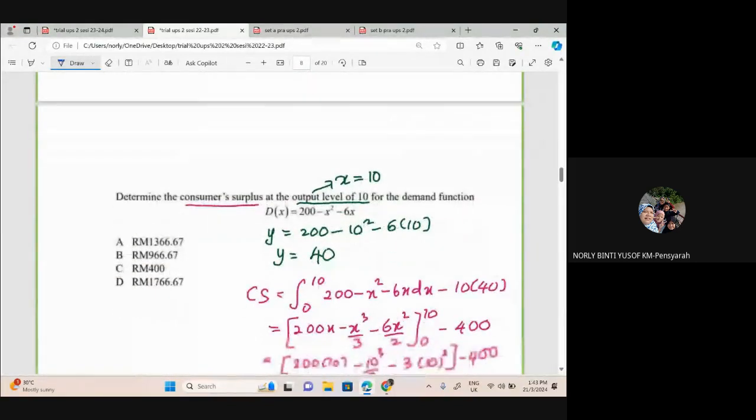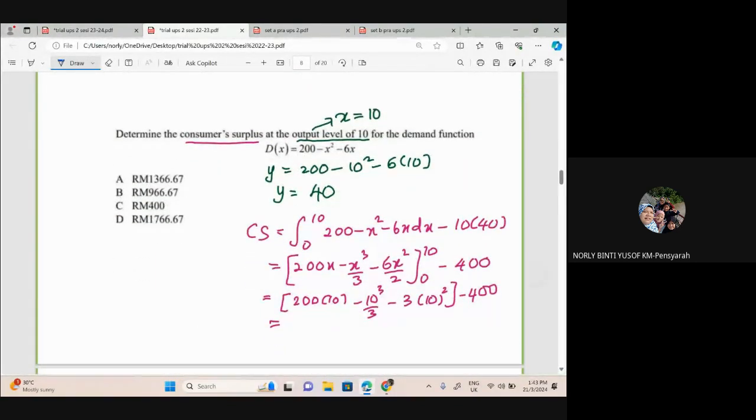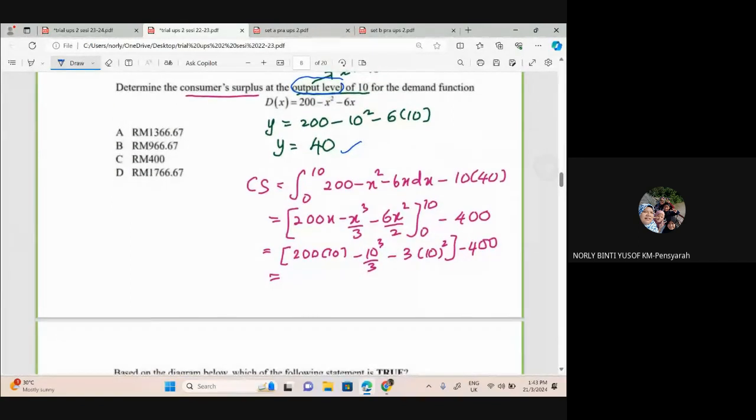Okay, and then cari di teman ada CS. Macam tadi kita cari CS juga dalam formula. So sama. Cuma tadi keluar price level. Ini keluar output level. Output level adalah X. So kalau you salah kat sini, salah lah nanti you punya CS punya calculation. So output level X. So bila X senang lah masukkan dalam demand function yang kat belakang. Tadi kat depan sebab Y. Dah dapatlah Y 40. Dan masukkan dalam formula 0 to 10 for X lah. And then 10 times 40. Integrate. Cari nilai dia.